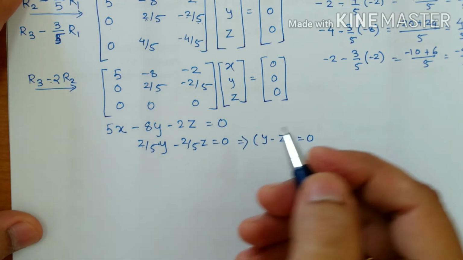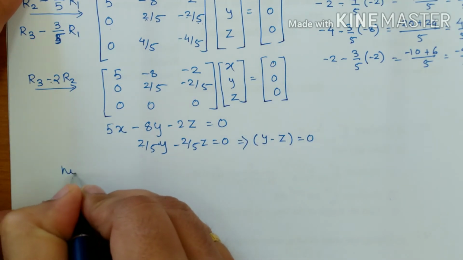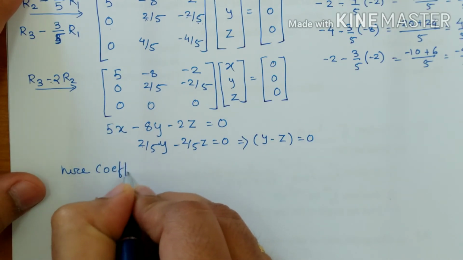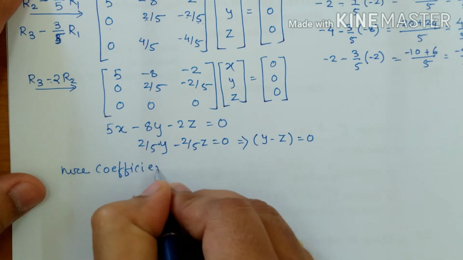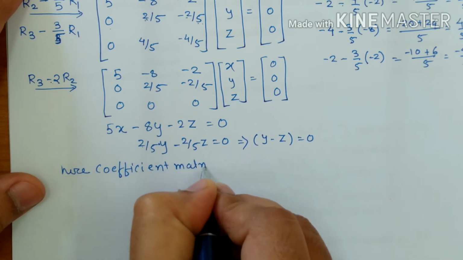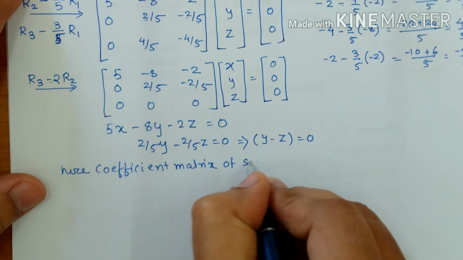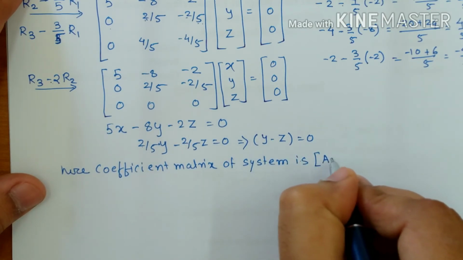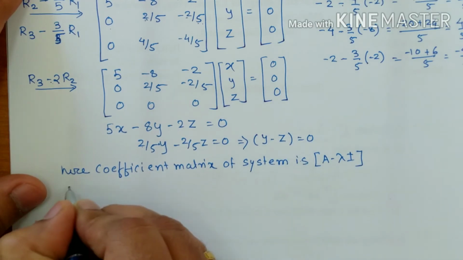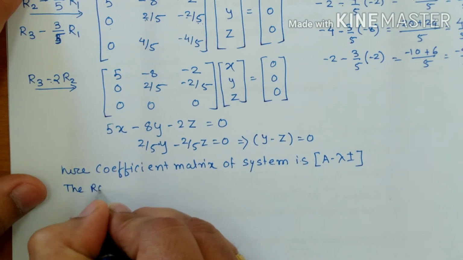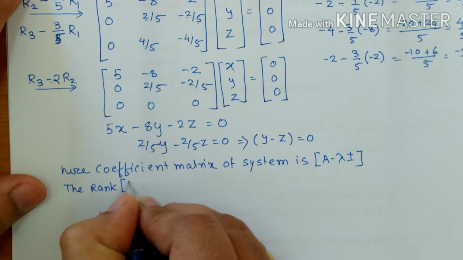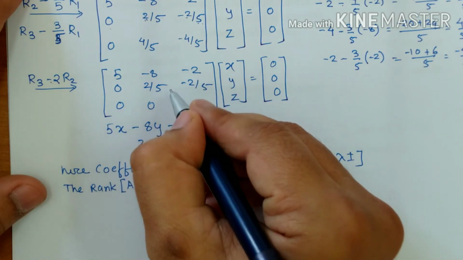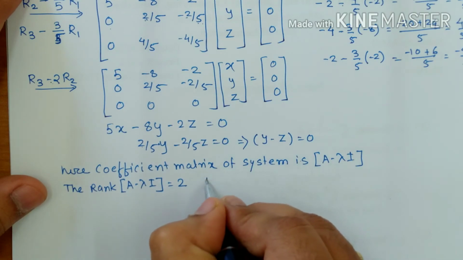Hence, here the coefficient matrix of the system is the matrix A minus lambda I. The rank of A minus lambda I is equal to 2, because there are only 2 non-zero rows present.